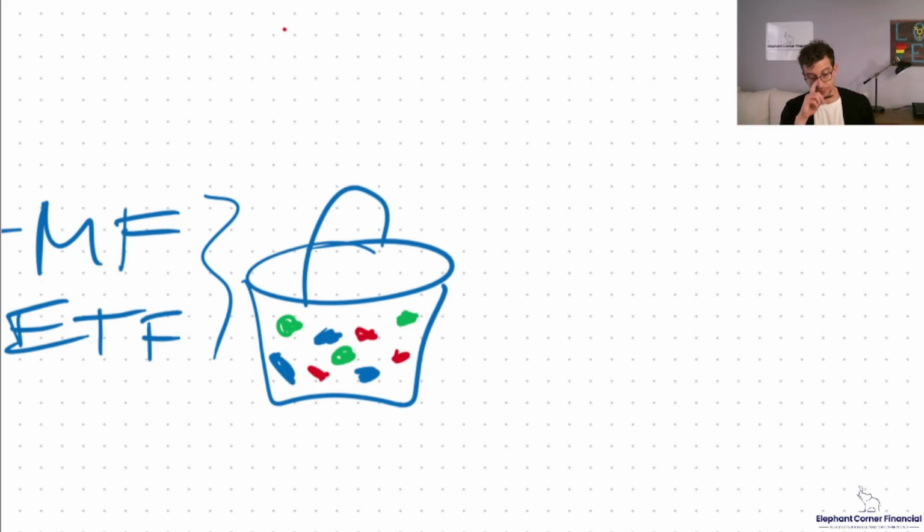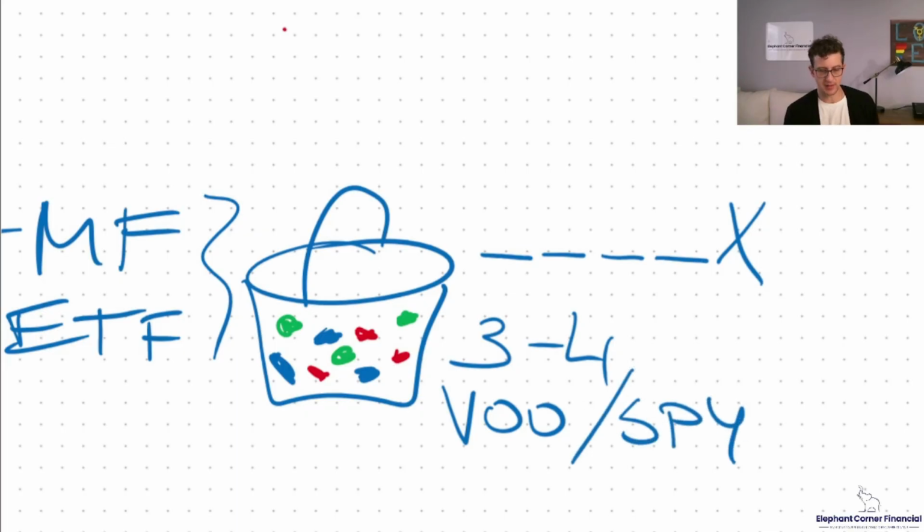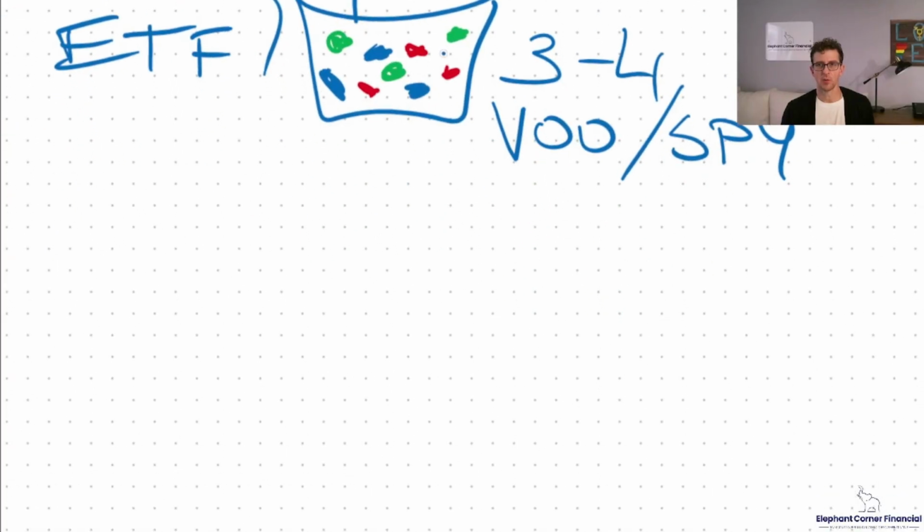How do you know if it's a mutual fund or an ETF? Mutual funds typically have 4 letters, so 1, 2, 3, 4, and then an X. ETFs will typically have 3 to 4 letters, and most frequently it's not going to end with X, although it can. An example of an ETF would be VOO. Most people have heard of that. Or SPY, for example.